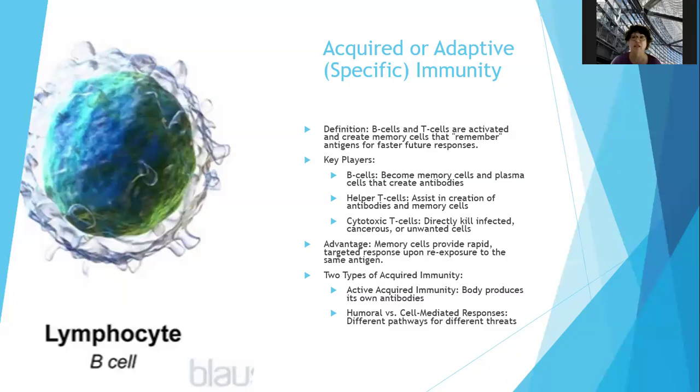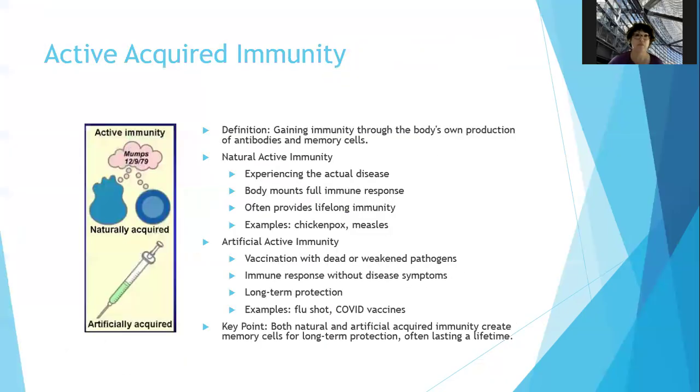to the same antigen. So you can have active acquired immunity, a natural active acquired immunity, where your body produces its own antibodies, or you can have humoral or cell-mediated responses, and there are different pathways for different threats, and we'll talk about it. So with your active acquired immunity, you gain immunity through the body's own production of antibodies and memory cells. So it can be natural or artificial.